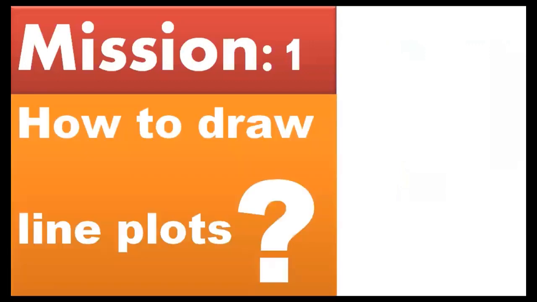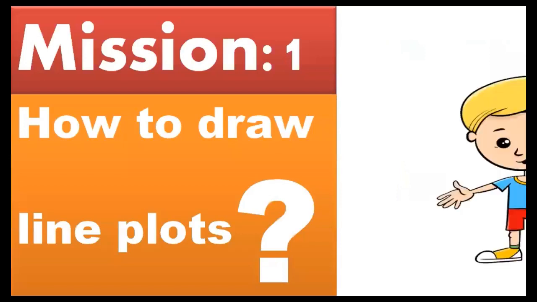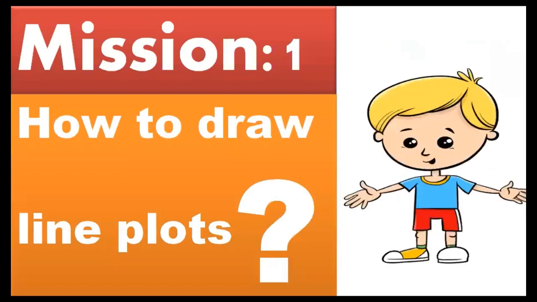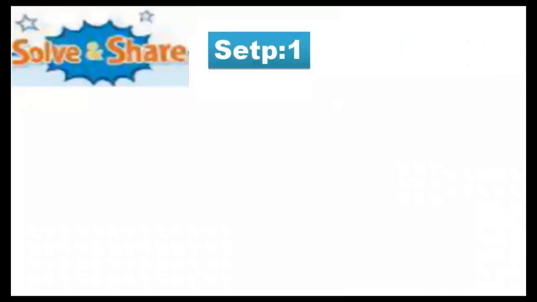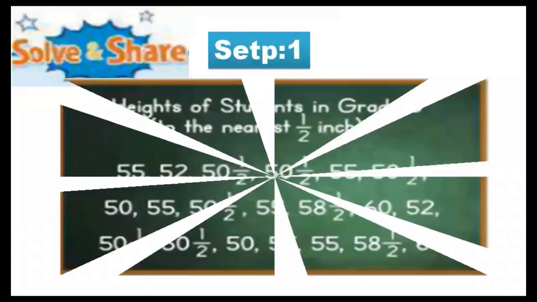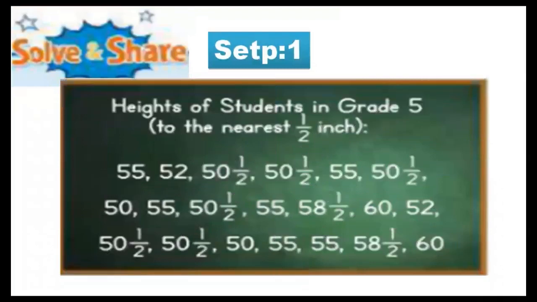Mission number 1, you are going to learn how to draw line plots. How? Let's see. In page 705, solve and share question. Step number 1, you will find a board. On this board, there are a lot of values written. You are going to read and focus on each value, okay? This is step number 1, to focus on each value in each line and read them all.